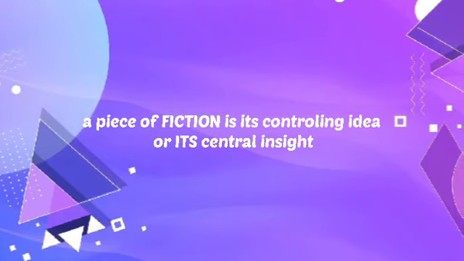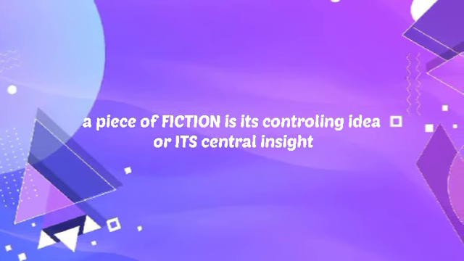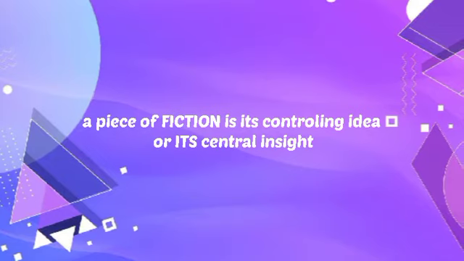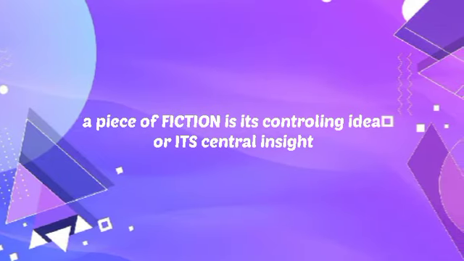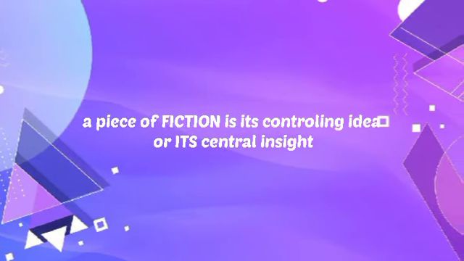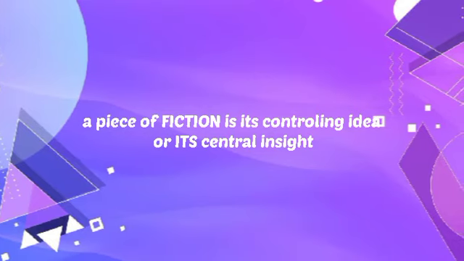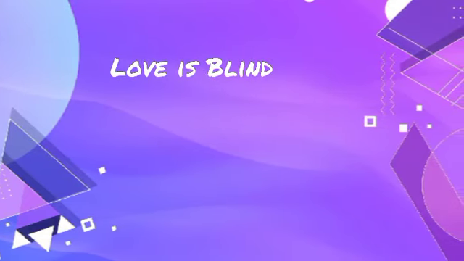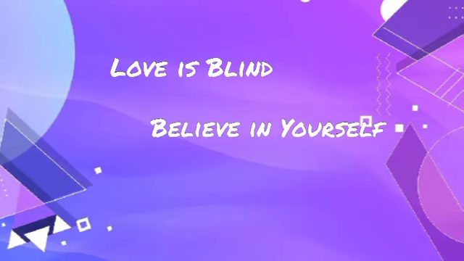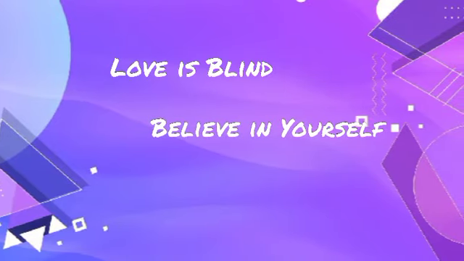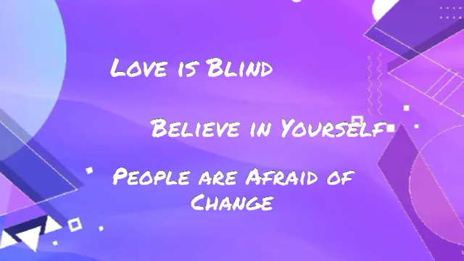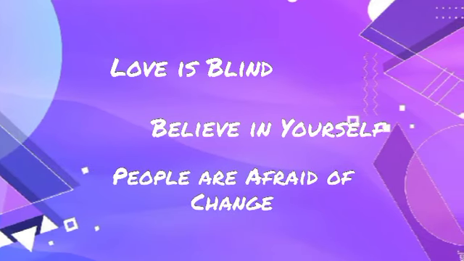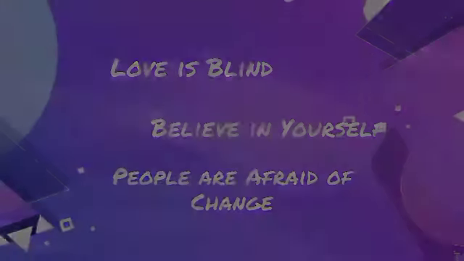Some simple examples of common themes for literature, TV, and film are: things are not always as they appear to be. Love is blind. Believe in yourself. People are afraid of change. Don't judge a book by its cover.